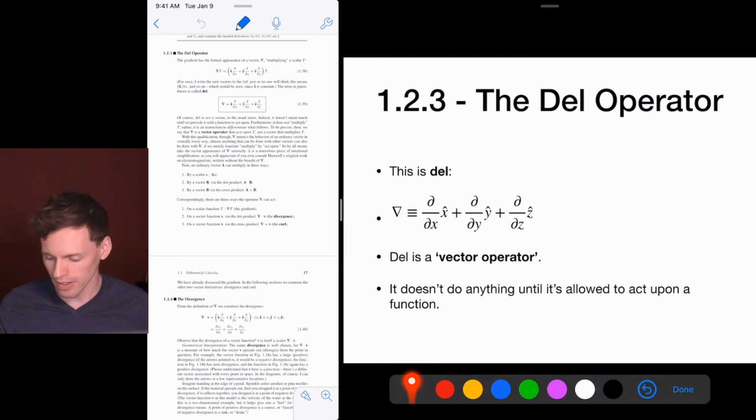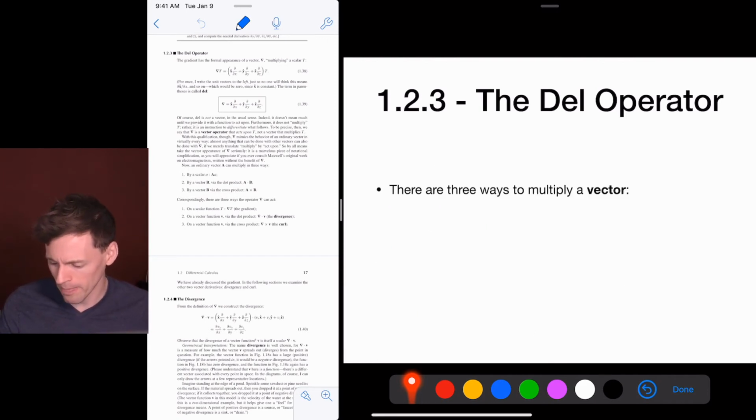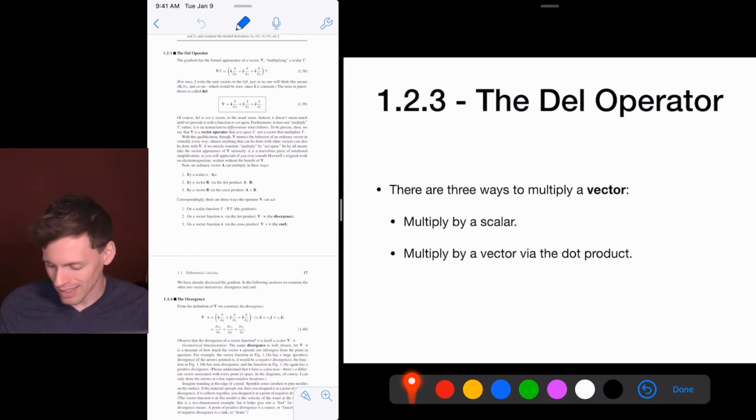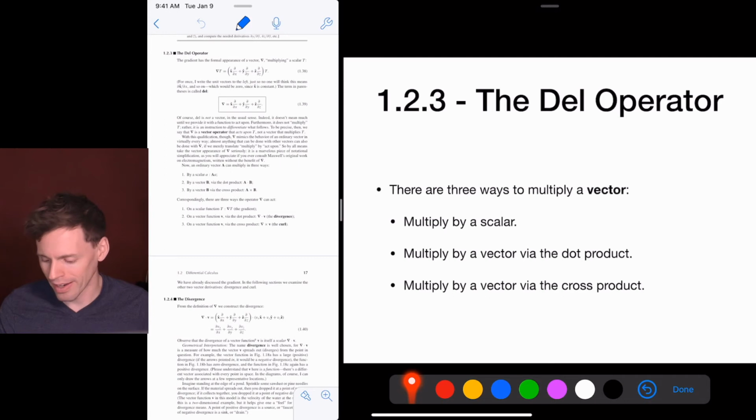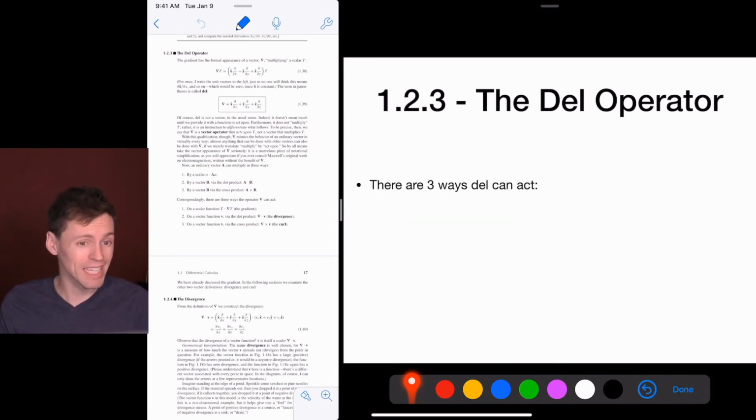That's what we call this thing. It's an object. It doesn't do anything until it's allowed to act on a function. So you can think of it as multiplying functions, but it's more than that. It's not the same as just multiplying. There are 3 ways to multiply vectors or things together. You can multiply a vector by a scalar, you can multiply a vector by another vector using the dot product, or you can multiply a vector by another vector via the cross product. And we can do the same thing with del.